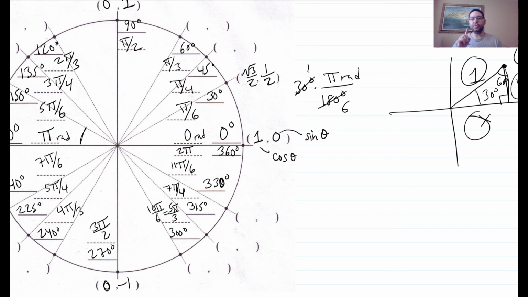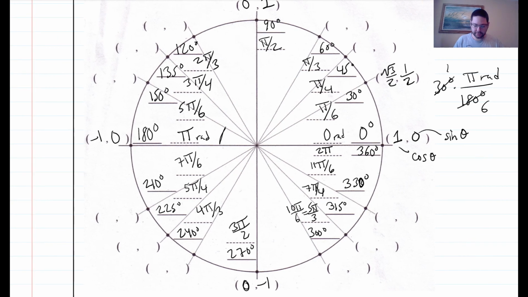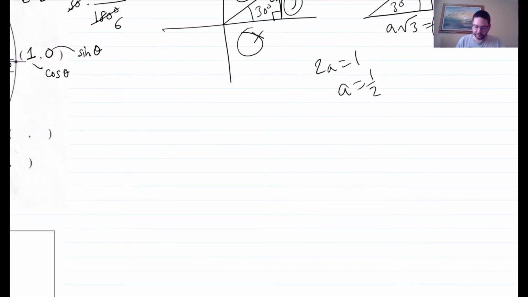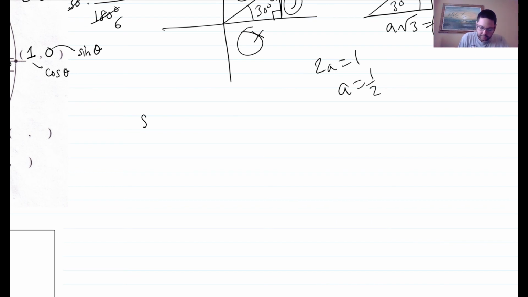Okay, and then we're going to do one more just to give you an idea of how to do this. I'm going to do it in quadrant 2. So let's say we wanted to do the sine of 3 pi over 4, or 135 degrees. So what are the coordinates there? Let's say we want sine of 135 degrees, cosine of 135 degrees.